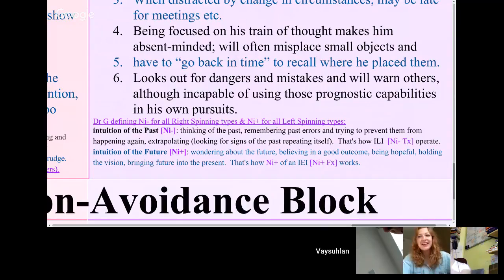So that's one of the things. I need an NI for that. That's the problem with NE: you can't concentrate on one thing. Why can't you concentrate on one thing? Because we have 10 million different ideas. That's why.